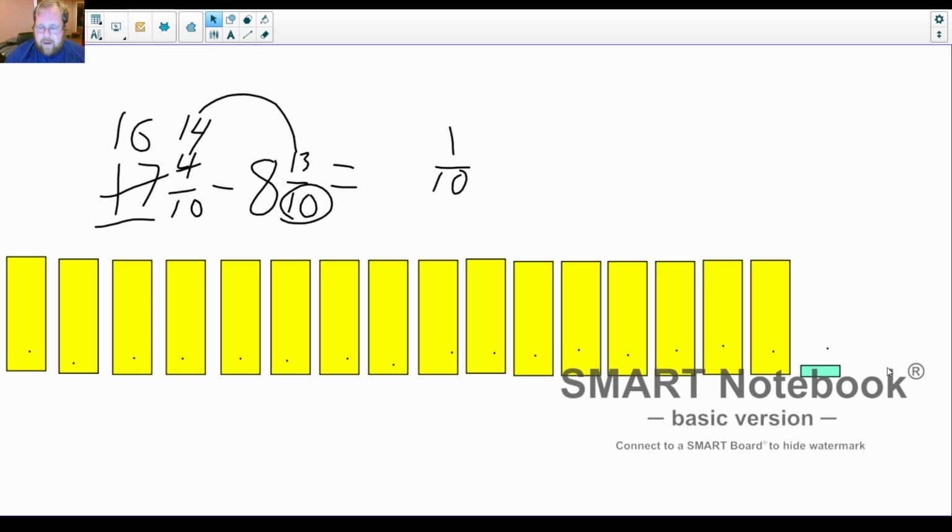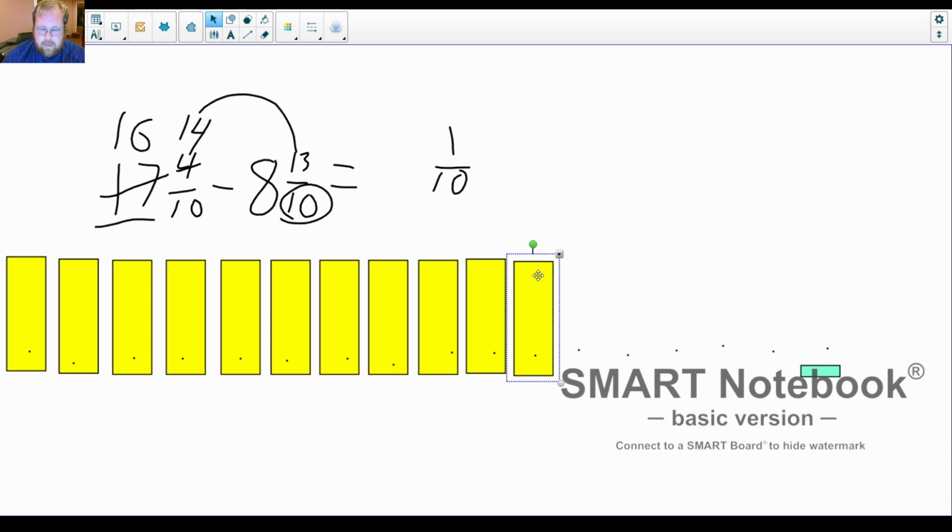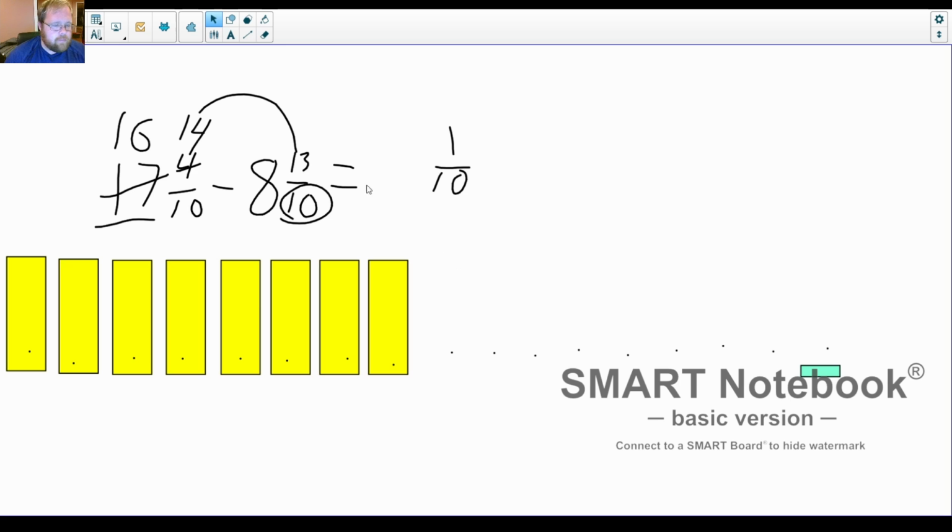But now how many wholes do we have? So now instead of 17, we do have 16 left. So let's count. Minus 1, 2, 3, 4, 5, 6, 7, 8. So 16 minus 8 is 8. So now we have 8 and 1/10. Alright, play that back if that didn't make sense.